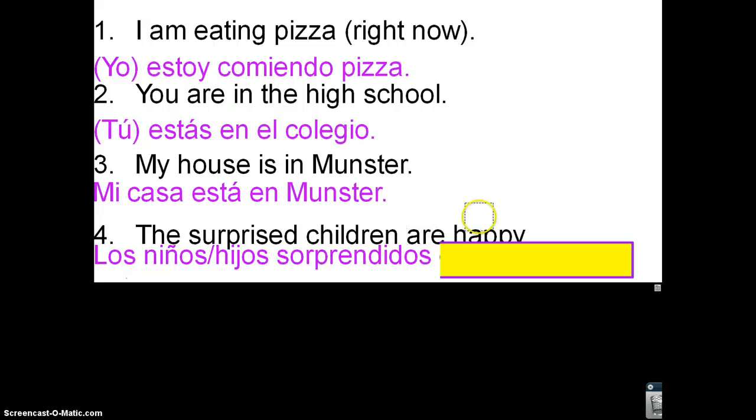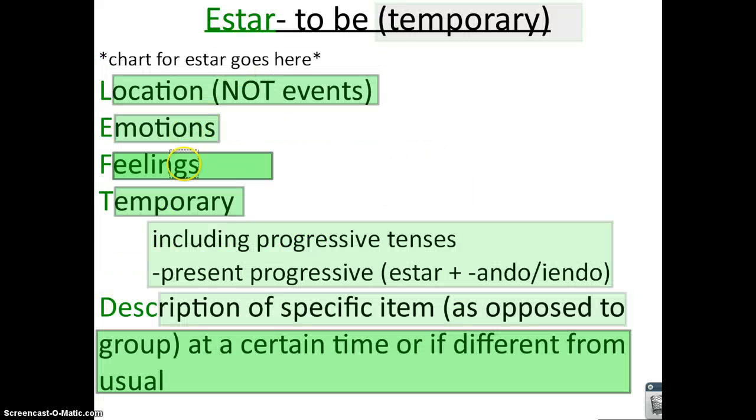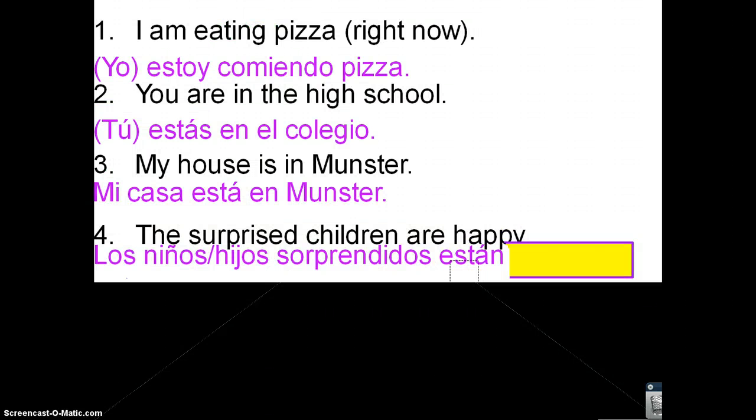Since it's happy, that is a feeling or emotion. Feelings and emotions, we use estar for. What form of estar? We need están contentos. Happy and surprised have to match who we're describing.